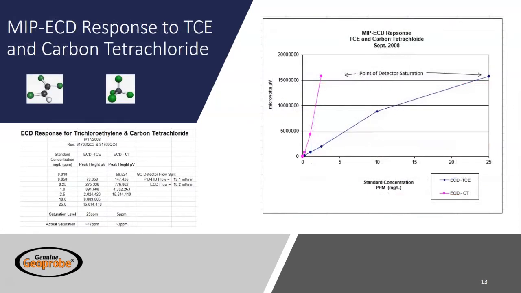One last comparison will be between TCE and carbon tetrachloride. Carbon tet has 4 chlorines on a single carbon. This was done on a different ECD and trunk line system long before the previous comparison. Here we see carbon tet in pink saturating at 2.5 ppm and TCE hitting the saturation point a bit lower than 25, perhaps in the 15 to 20 ppm range.